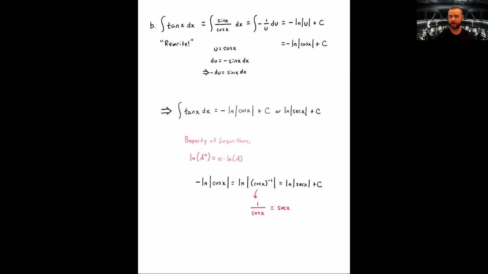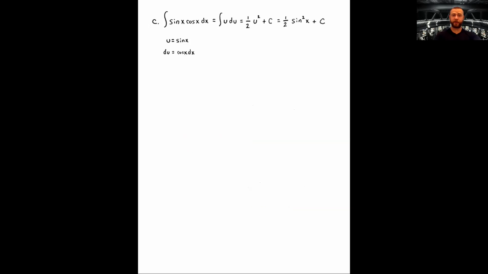Both answers are fine. You don't have to convert and rewrite as we did here. That's just to explain how you might be able to take one antiderivative and express it as another. All right, let's move on to part C. This is a good one.